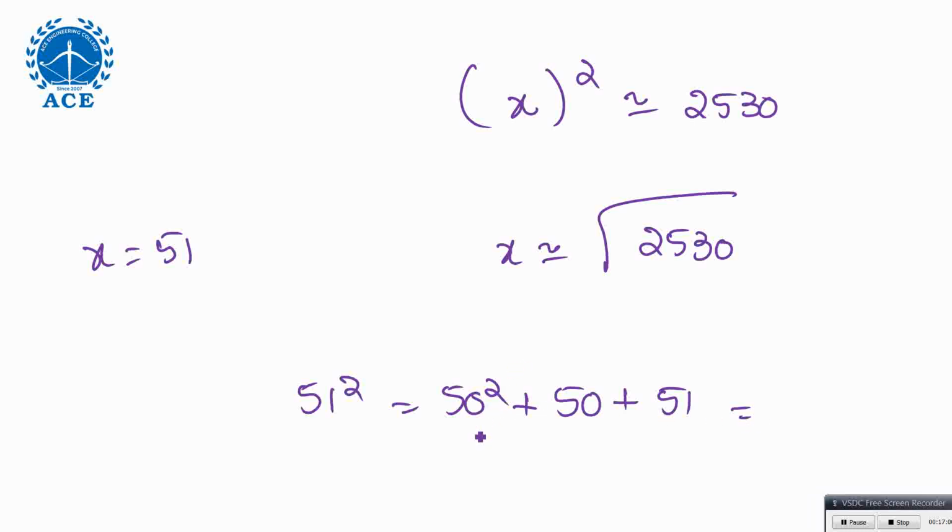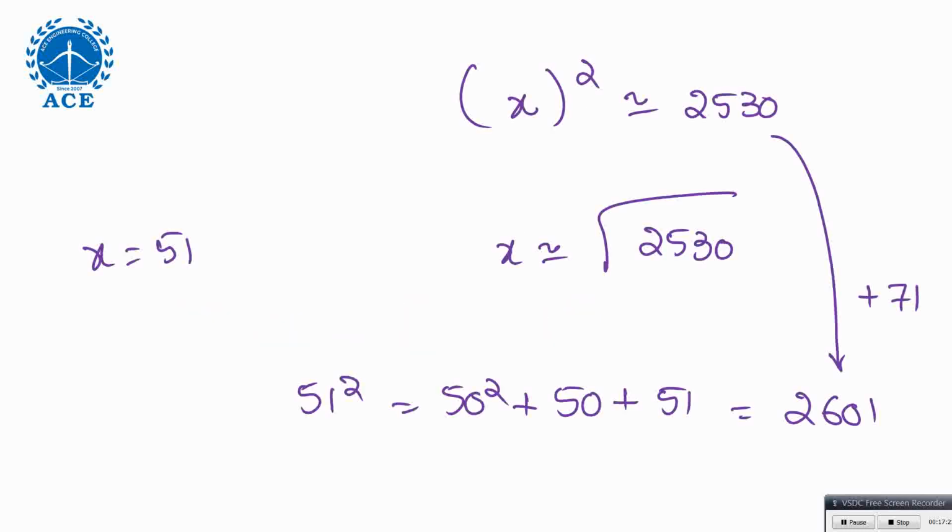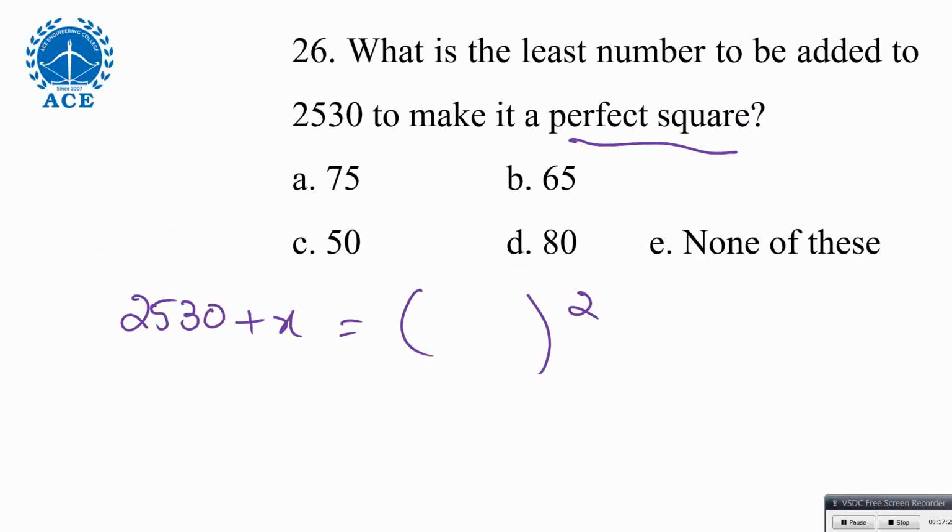This is 2500. Here 101 means 2601. Already 2530 is there. How much to be added? 71 to be added. There is no such option, none of these. What is the least number to be added to make it a perfect square? So we need 71. We don't have that, we can go with none.